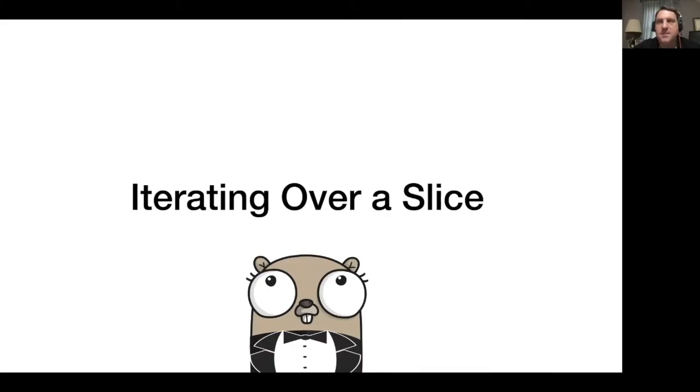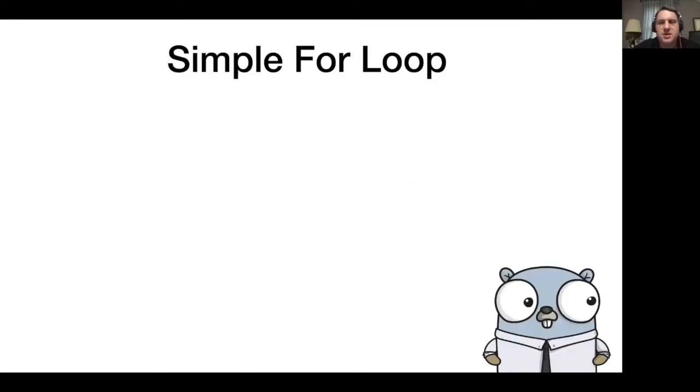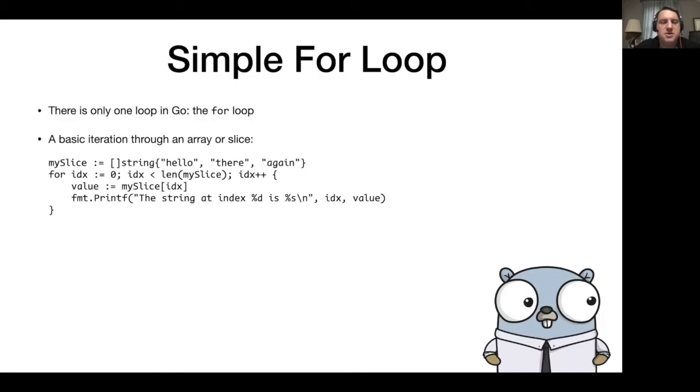So then if you have a slice or an array, one of the common operations is to iterate over all the elements. So let's look at our simple for loop. Go only has one way of iterating, and that's the for loop. So here's a basic iteration that you might see from other C-like languages. Here you have a slice, and so it's a for loop. For idx equals 0, idx is less than the length, idx plus plus, we get the value, and then we print it.